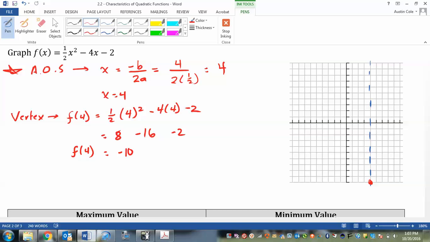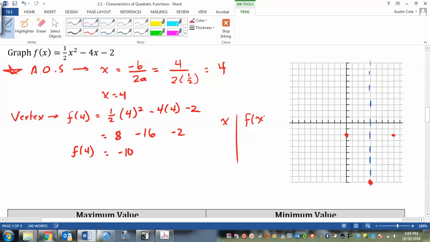Now, from here, I know my y-intercept is a very, very easy step. Naya, what's my y-intercept here? What'd you say? Negative 2. Graph's going to cross my y-axis at negative 2. I can then mirror it. This is 4 units from my axis of symmetry, so this has to be 4 units from my axis of symmetry. We need one other point.